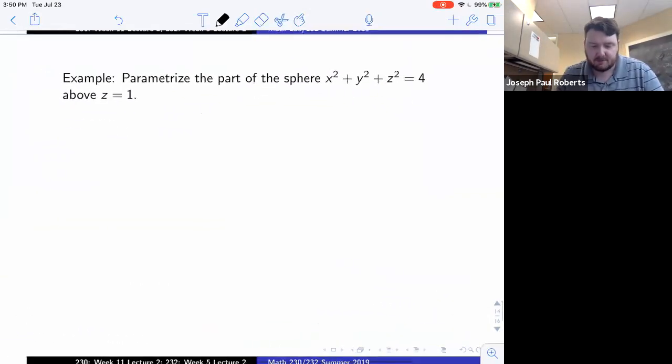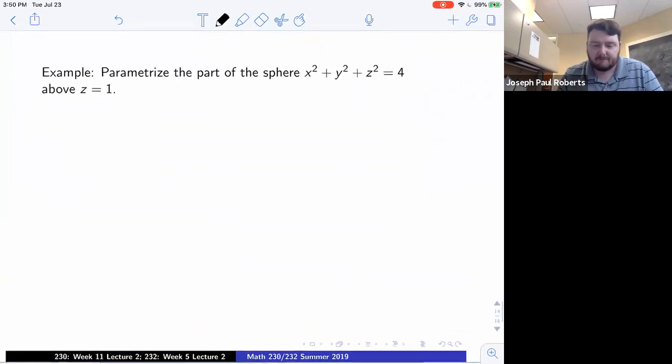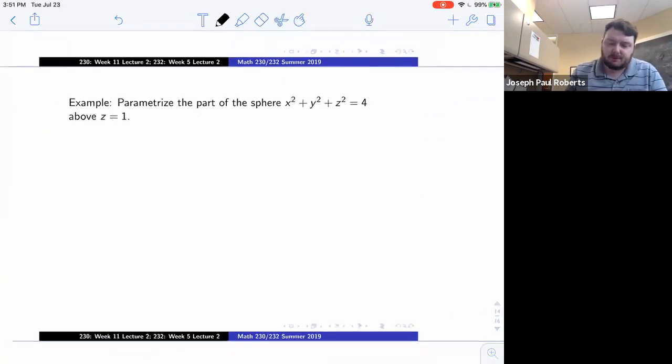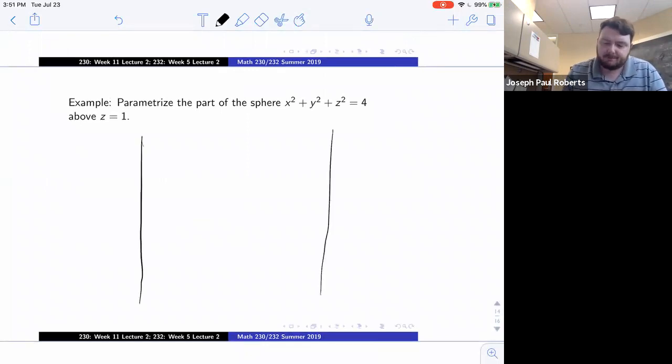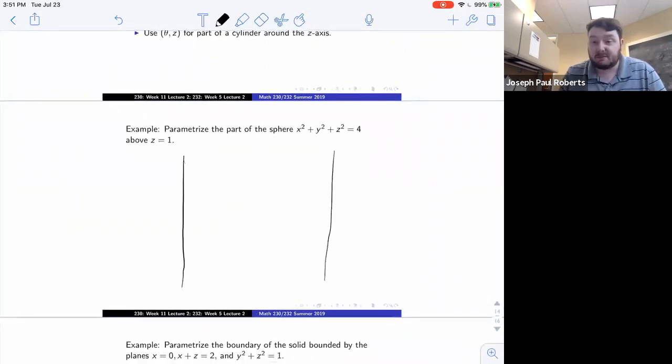Parameterize the part of the sphere x squared plus y squared plus z squared equals 4 above z equals 1. I'll show you three ways of doing it, because like we said, there's infinitely many correct ways to do this. I'll show you my preferred way, and you're not really going to understand why it's my preferred way until next week. But anyway, I'll include that here now.